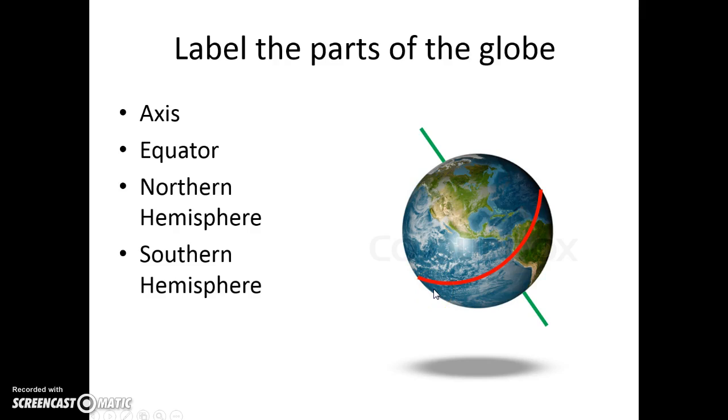It's the center between the top and the bottom, or the northern and southern hemisphere. So be sure to label northern hemisphere, southern hemisphere. It's important that you can tell the hemispheres apart because we're going to be talking about seasons and about winter and summer in the northern and southern hemisphere. You need to be able to tell those hemispheres apart.